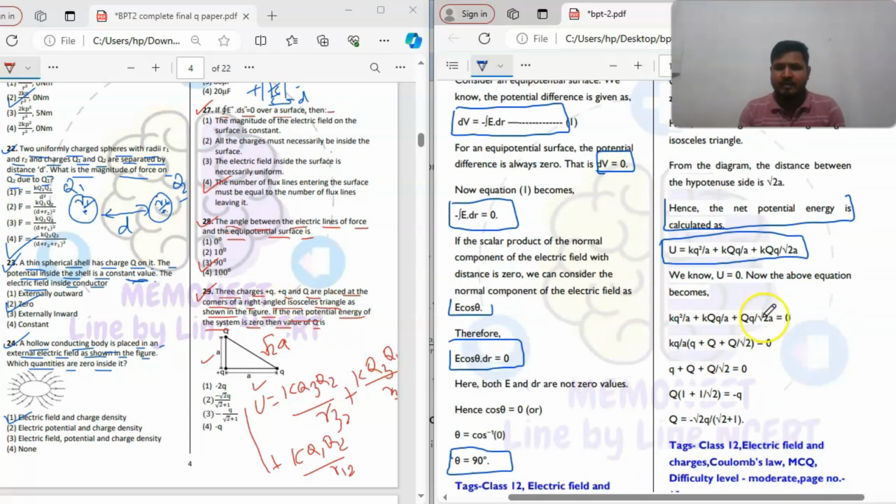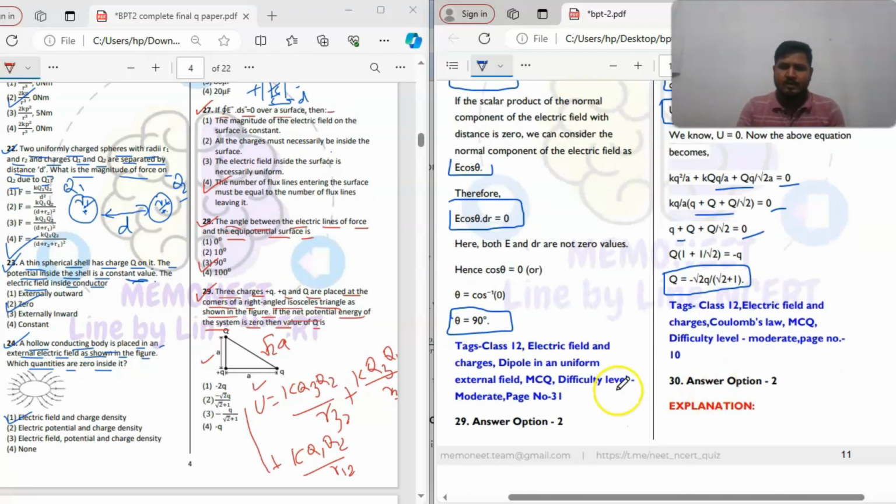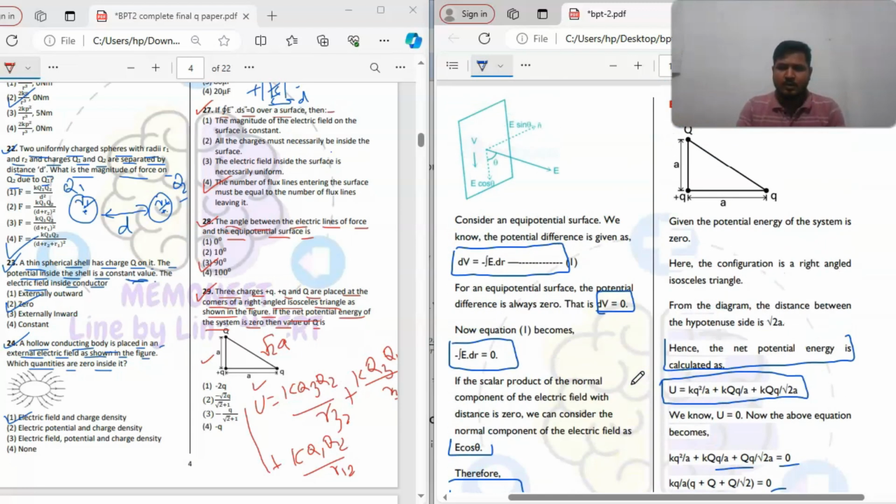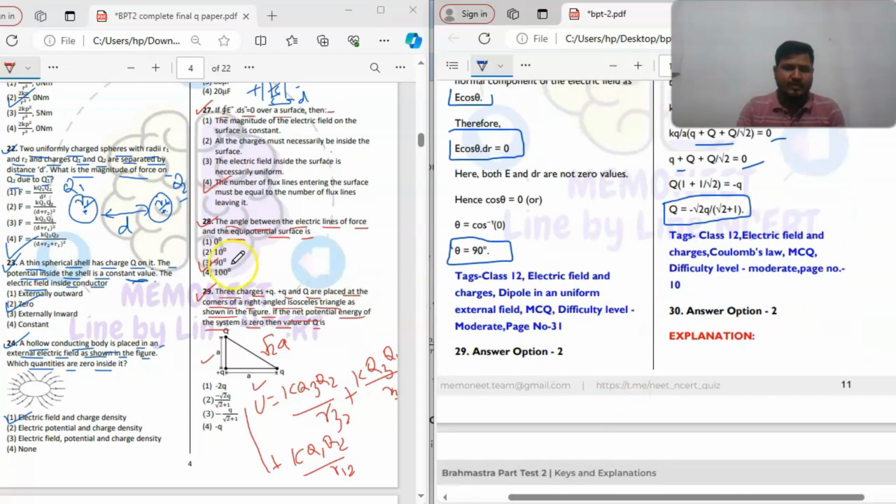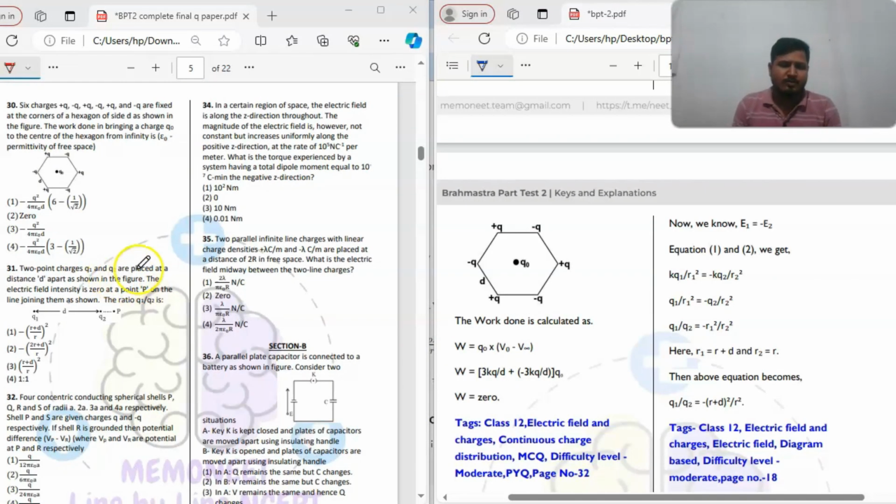Now we get this value equal to 0, and after solving q plus q by root 2 equal to 0, we have found what? Q is equal to minus root 2 q by root 2 plus 1. So our second option is the correct option, right? So this is the idea, you must know about this one. Okay, yes. Now move to the next question, the question number 30.